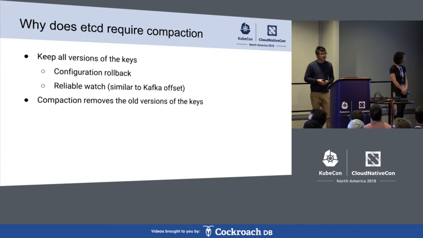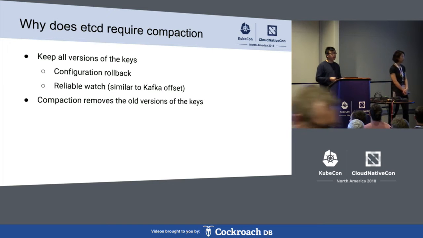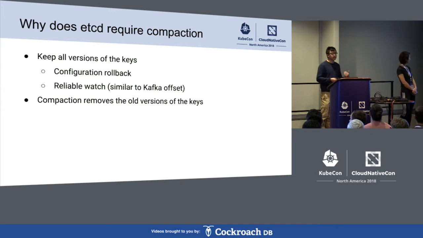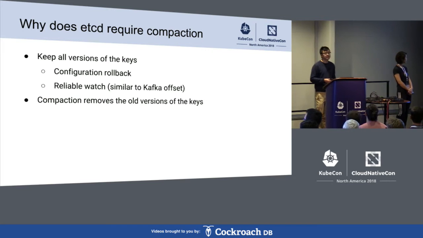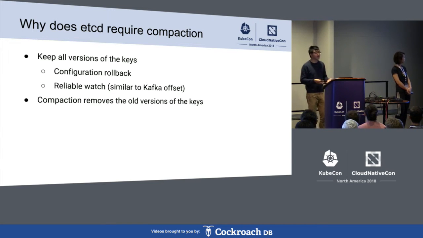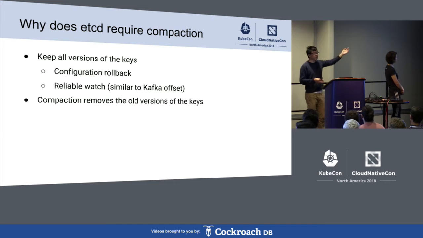And the next question is, why does etcd require compaction? In etcd 3, we start to keep all versions of keys, which means that if you change the value of a key, the old value of that key will still be there. You can still access it by pointing to a previous version. Say right now the version is 3, you change the key, and the version becomes 4. If you tell etcd you want version 3 of that key, you will still see the old version. This feature is designed for configuration rollback and reliable watch. Reliable watch is similar to how Kafka offsets work, so you can walk through the history from the old version to the new version.